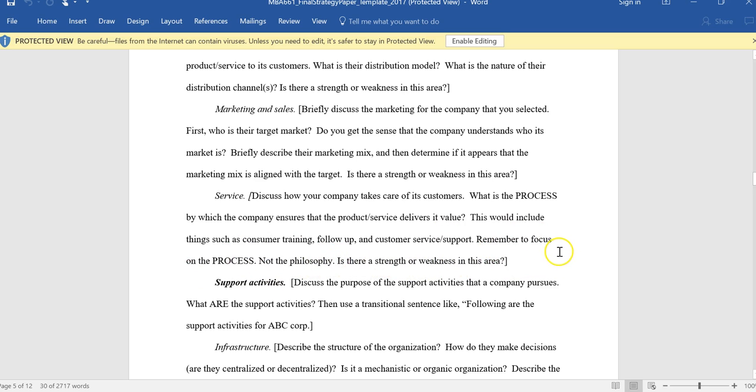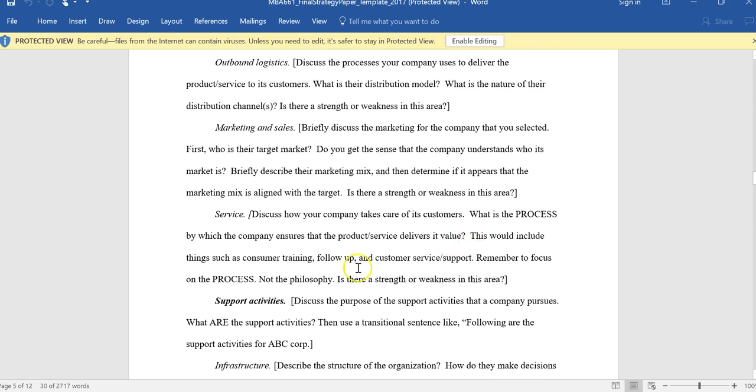I don't want you to go in and say, ABC Corporation really wants to take care of their customers. In theory, it can be assumed that all companies want to take care of their consumers. So you're not assessing anything by telling me that. What I want you to do is go in and tell me the extent to which they are good or bad at taking care of their customers. And the way that you can assess that is by looking at their process.